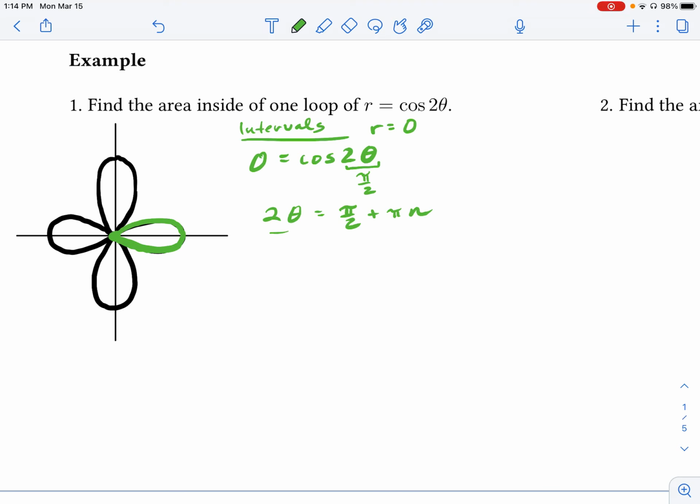And so if we go ahead and divide everything by 2 here, theta is equal to pi over 4 plus pi over 2 n. So these are the angles that are going to cause cosine of 2 theta to be equal to 0. So we know that at least when theta is equal to pi over 4, we have this point here. We're going to be at the pole. And every pi over 2 units apart is when we hit that pole again. We're going to go back to the origin every pi over 2.